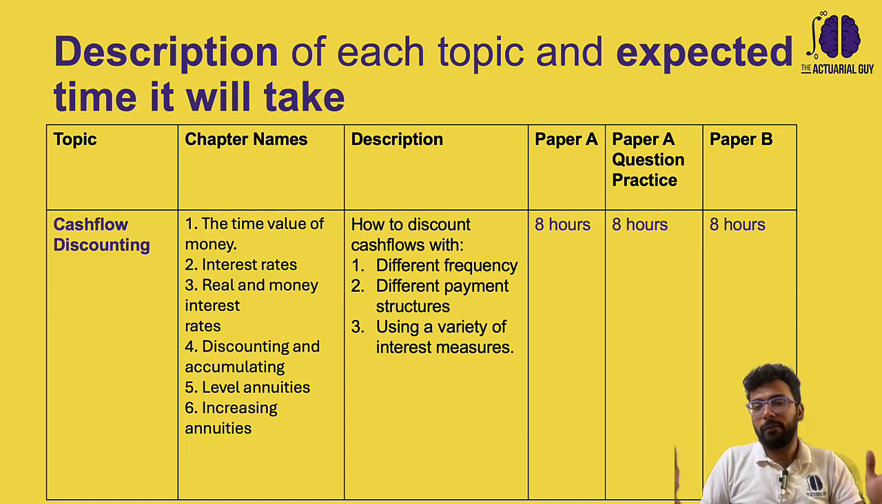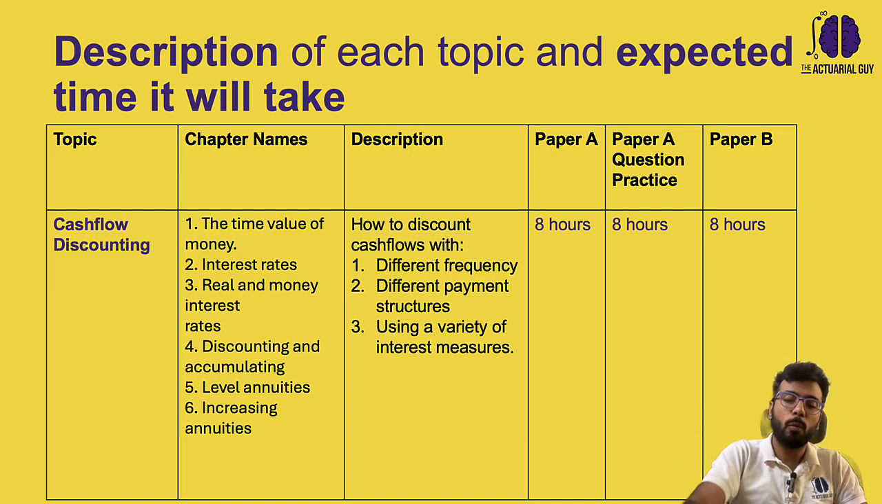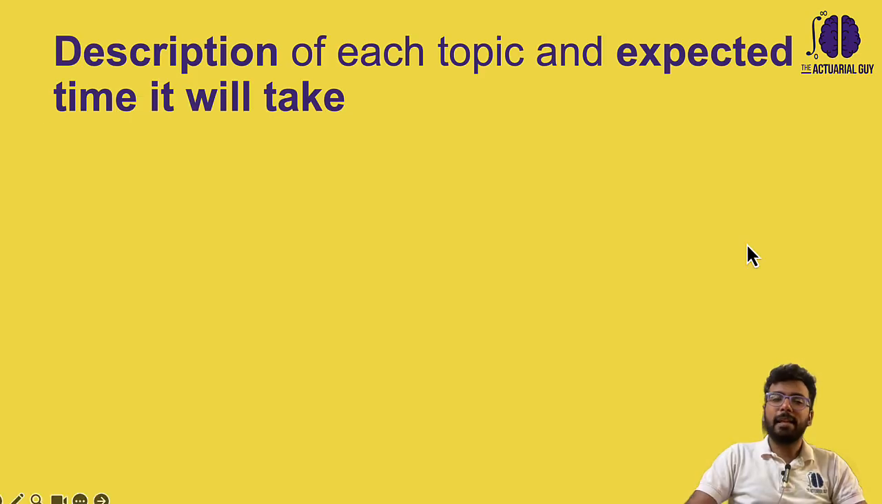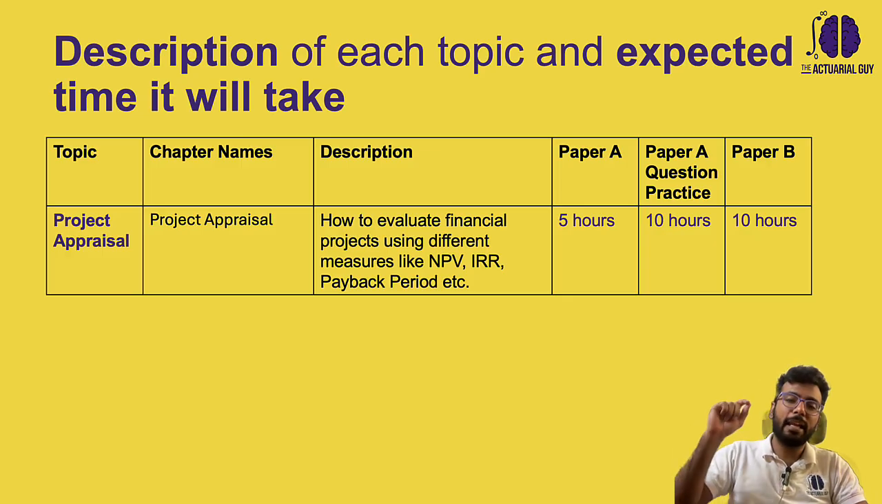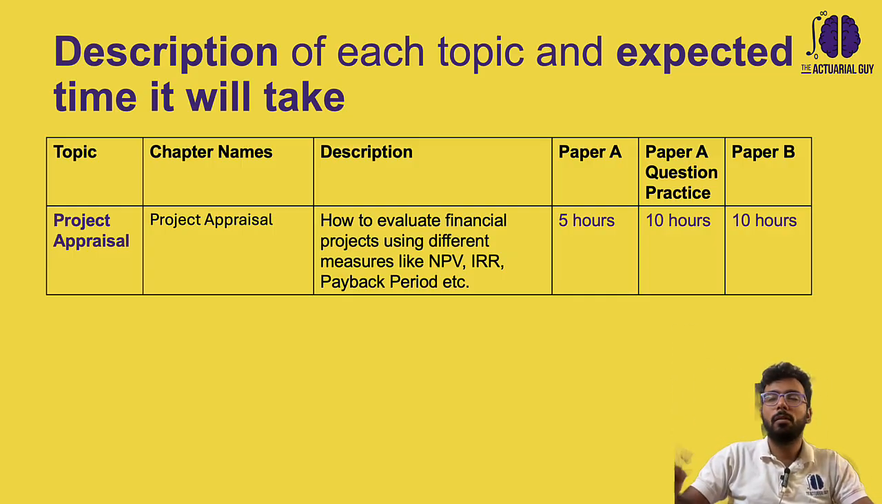So that is your cash flow discounting topic unit. It would take about 24 to 25 hours to finish, right? Let's get into the next topic, which is project appraisal. This is all about how to evaluate financial projects using different measures, right? Like net present value, internal rate of return. You don't need to worry about these measures right now. We will get into them.